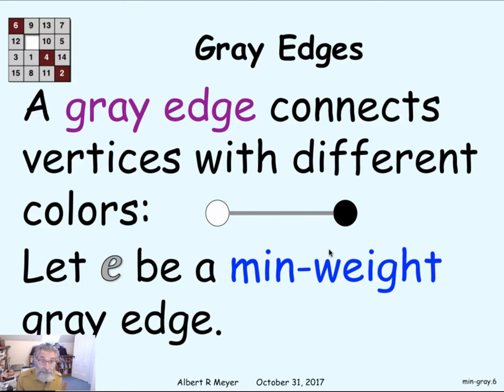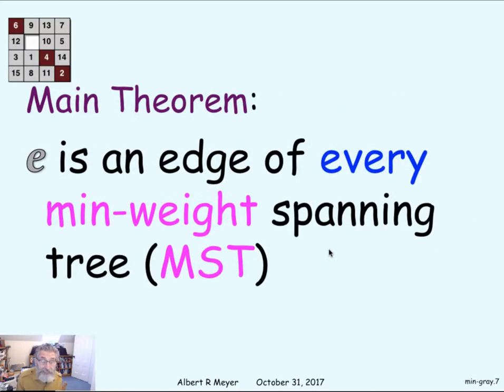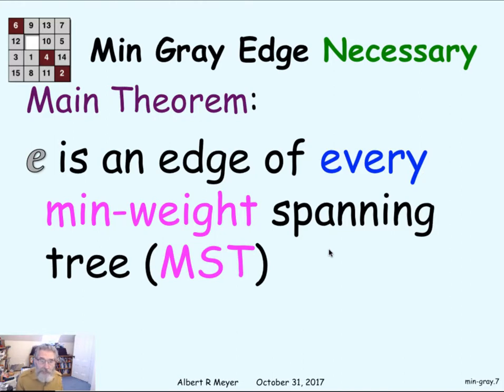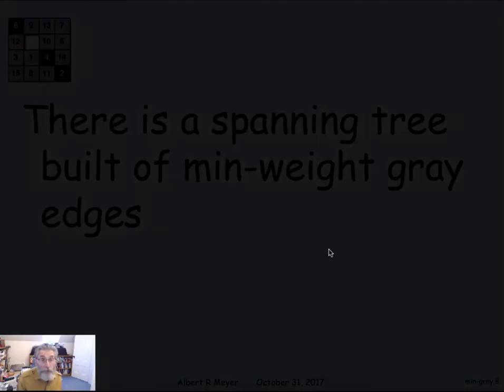We'll call it E. And the main theorem is that E has to be an edge of every minimum weight spanning tree. If E is a minimum weight gray edge for any black-white coloring, it's got to be in the min-weight tree. So every possible minimum weight gray edge is necessarily part of the minimum weight spanning tree. That's a powerful result, puts a lot of restrictions on. But we know even more.